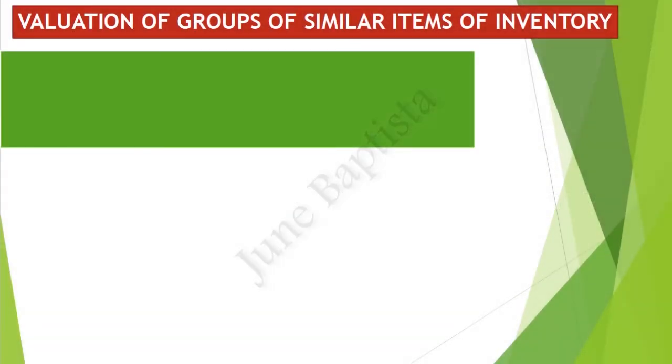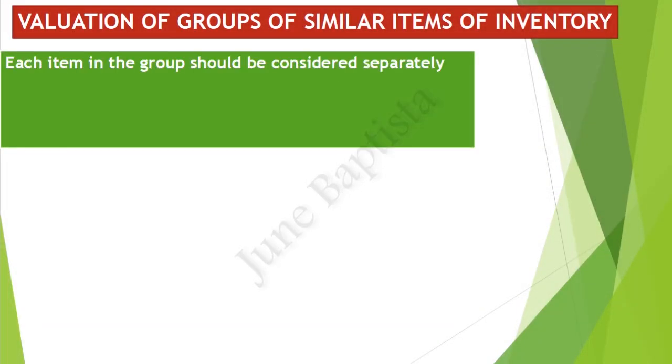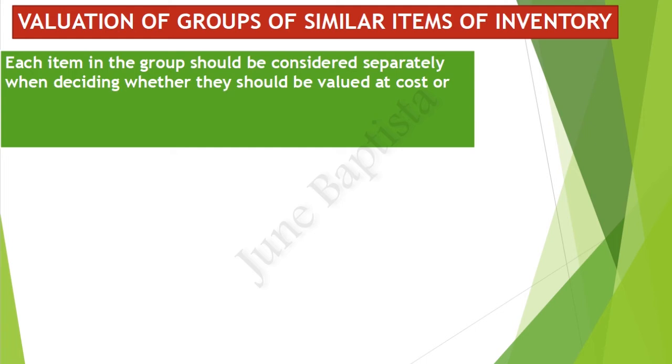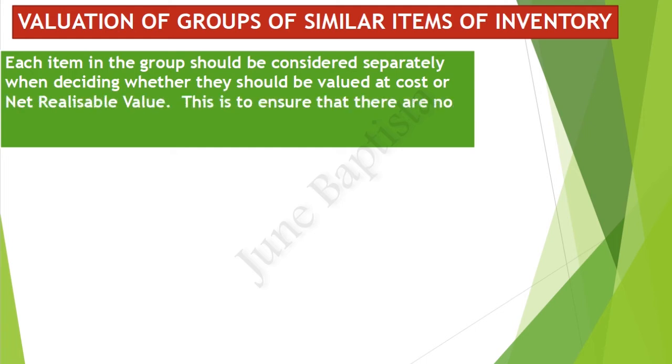Valuation of groups of similar items of inventory. Each item in the group should be considered separately when deciding whether they should be valued at cost or net realizable value. This is to ensure that there are no hidden losses.